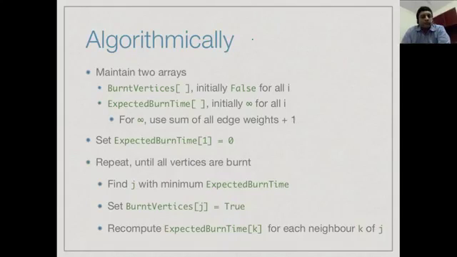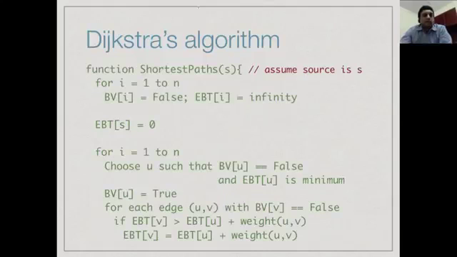Now we start with the source vertex, which we assume is 1, set its expected burn time to 0, and now we repeatedly look at the smallest expected burn time, burn that vertex next, and reset the expected burn time for all its neighbors to the minimum of the current burn time of that neighbor and the burn time through this vertex. So this is a very simple algorithm. Here it is in pseudocode.